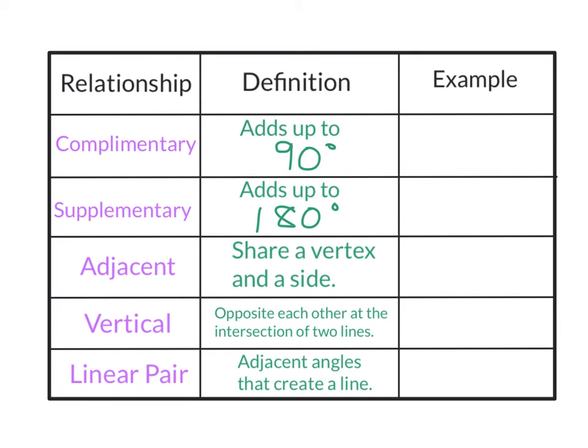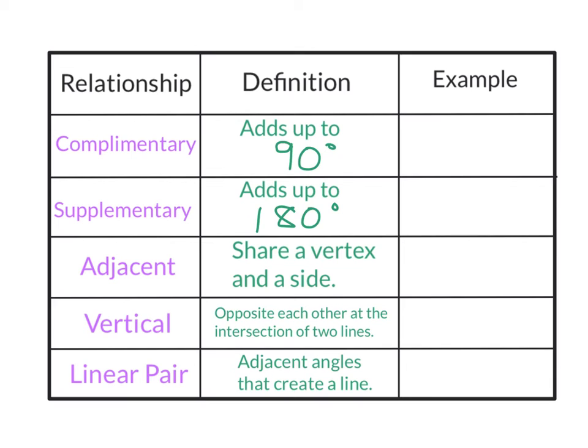So if we look here, the definition, remember complementary adds up to 90 degrees, supplementary adds up to 180 degrees. Adjacent, they need to share a vertex and a side. So adjacent, remember, means that these are next to each other. And the vertical, they're opposite each other at an intersection of 2 lines. And the linear pair is adjacent angles that create a line.